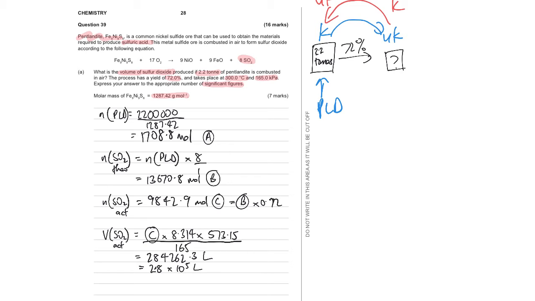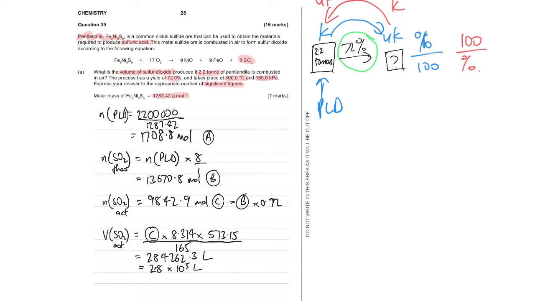Draw an arrow to show which way the yield process is going, and then decide whether you're going with the arrow or against the arrow to do the 72 over 100 or 100 over 72. If you're going with the arrow, you go the percentage over 100, that's what you times it by. If you're going against the arrow, you do the 100 over the percentage. So that's what you need to do.